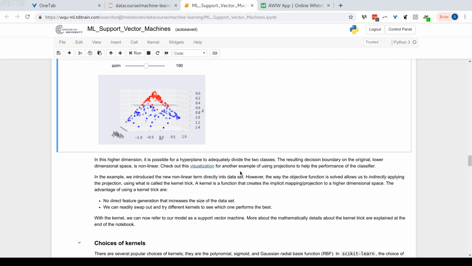Remember, what this kernel is doing is it's applying the projection to a higher dimensional space. It's doing so implicitly. There's no need to manually create the features and expand my original data set. This is all possible given modifications of our governing equations, which we'll look at the very end of the notebook. We'll take a deeper dive behind this kernel trick.